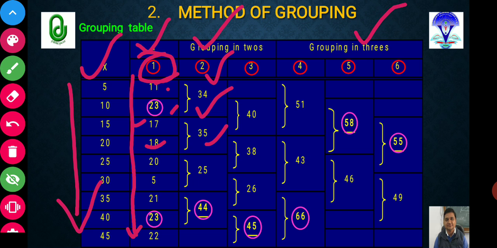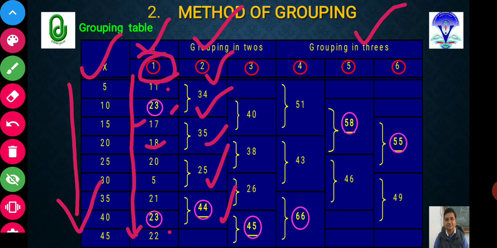Similarly, next 20 plus 5 is equal to 25, and next 21 plus 23 is equal to 44. And next, the frequency 22 remains alone. So we will just leave it. We will not do anything because we did not get a second partner to add to it. That is why we left it as such.